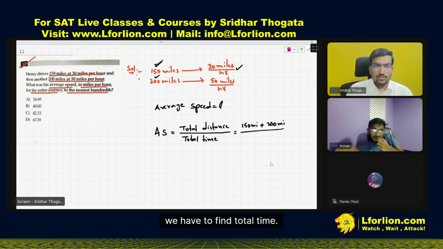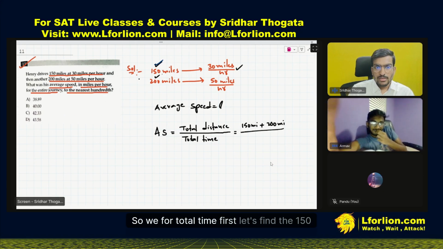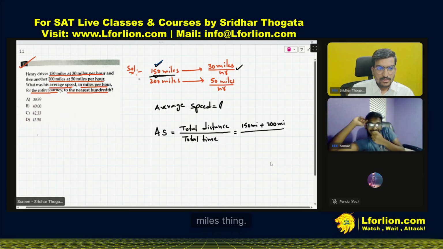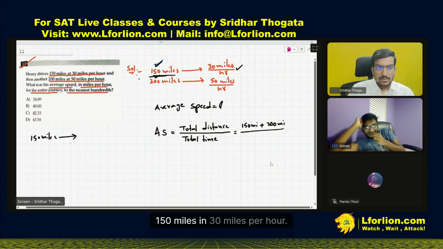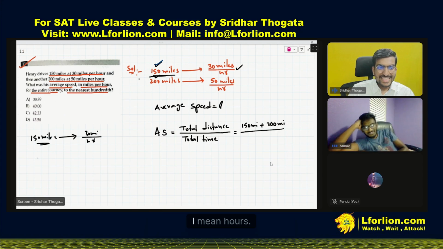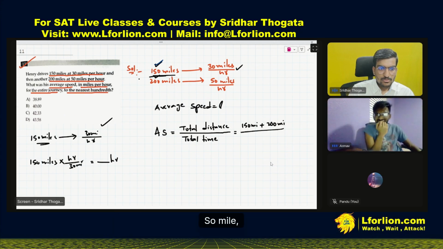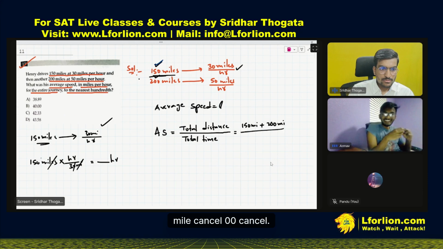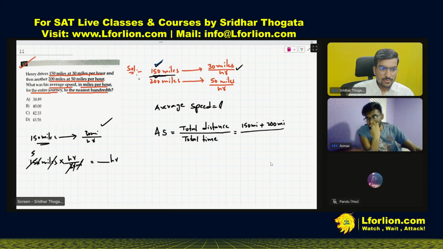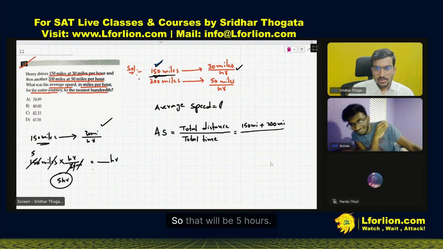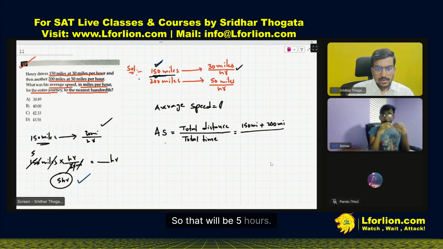We have to find total time. So for total time first, let's find the 150 miles thing. 150 miles at 30 miles per hour. So we need miles in time, I mean hours. 150 miles, we need it in hours. So what we do, just use this hour by 30 mile. So miles cancel, 0 0 cancel, 3 times 1, 3 times 5. So it's 5 hours.